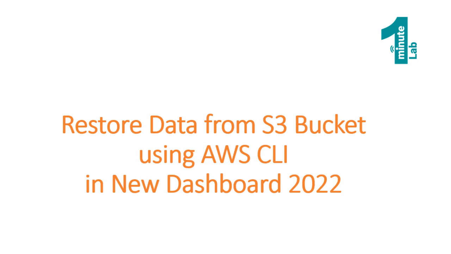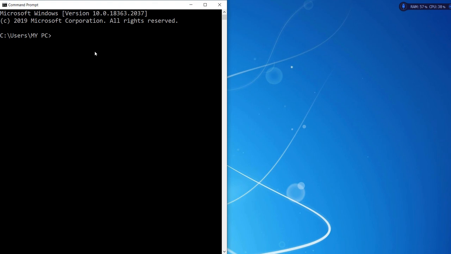Hello OneMinuteLab. Today we will see how we can restore data from our S3 bucket using AWS CLI in our AWS new dashboard. So let's move to AWS CLI. As you can see, we are in our AWS CLI.